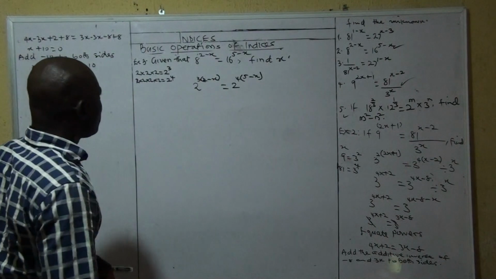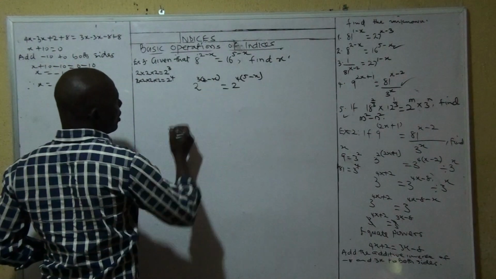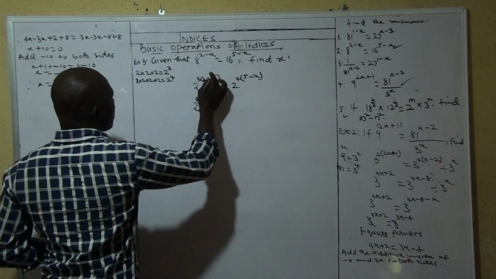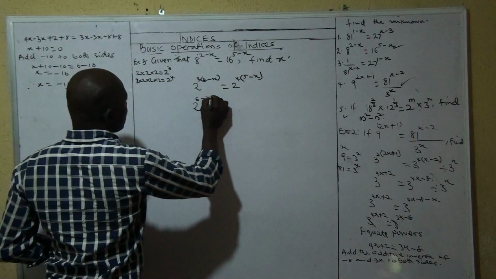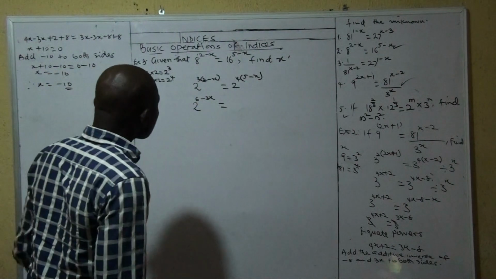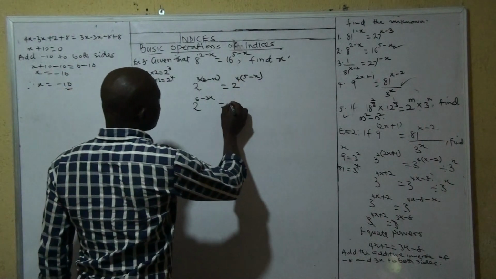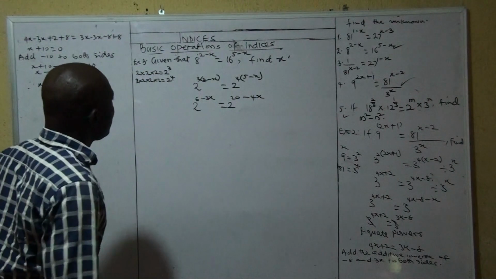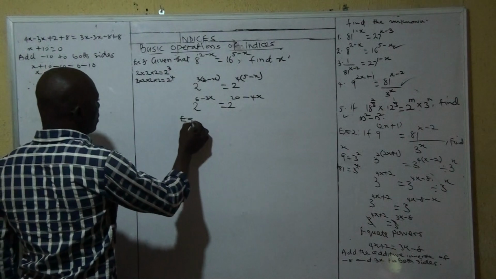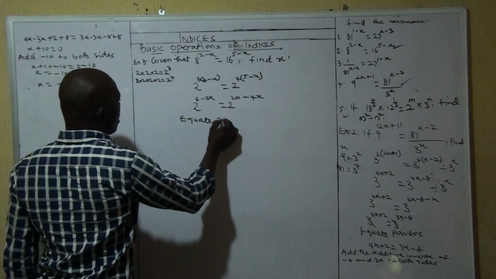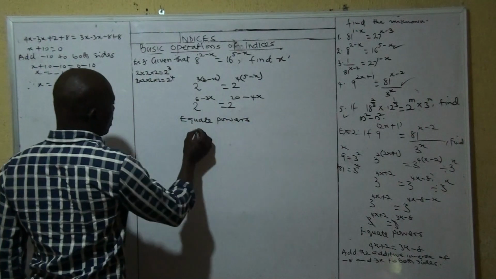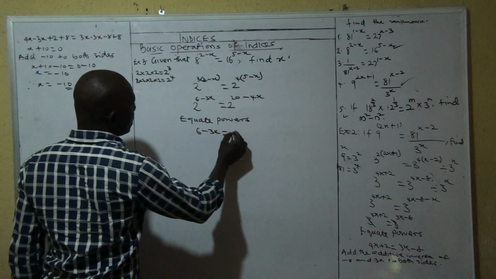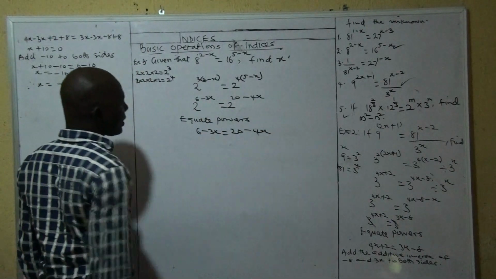So having gotten to this point, let's open our bracket first. 3 times 2 is 6, 3 times minus x is minus 3x, is equal to 4 times 5 is 20 minus 4x. Okay, then the next thing, like I say, you equate the powers. So this becomes 6 minus 3x. These are the powers. Is equal to 20 minus 4x.